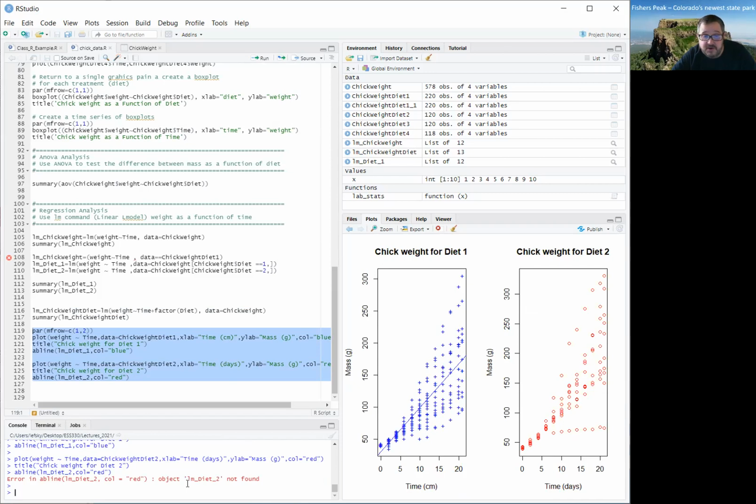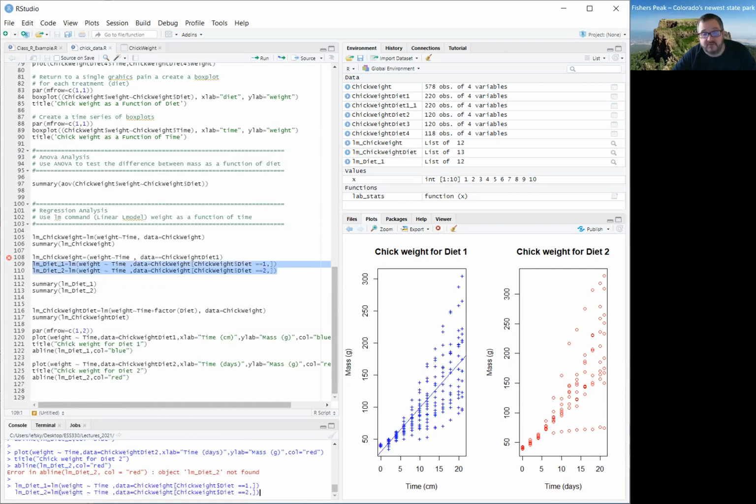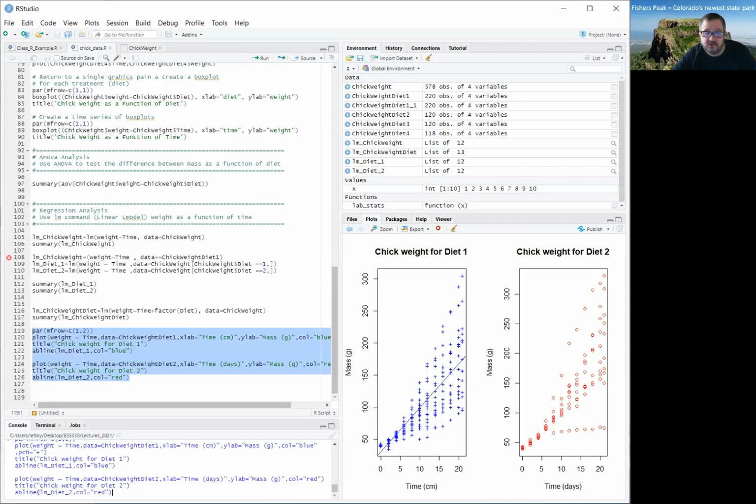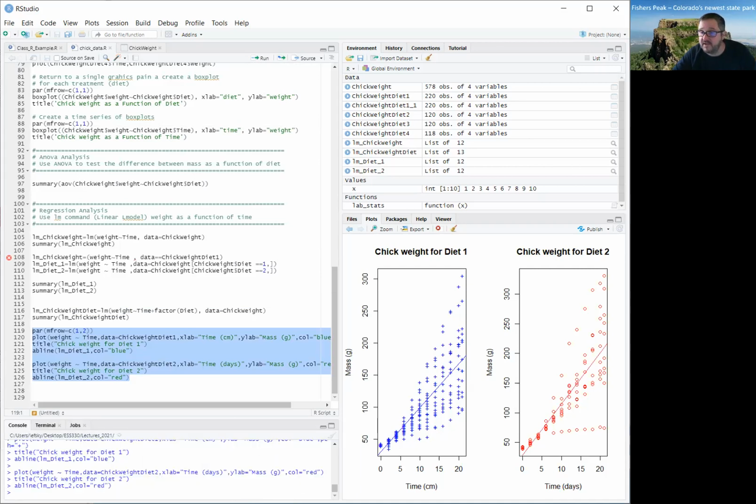So even just got an error here. Where did I? Oh, silly me. I did not define these up here. I skipped those. So here, I'm going to define those 2 models, and then I will redo and hopefully avoid getting an error.